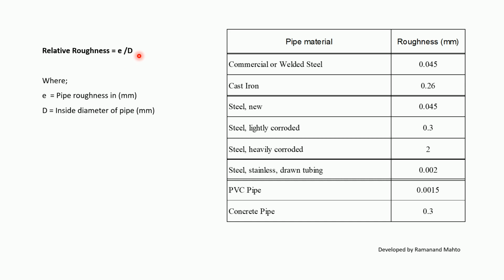Relative roughness, small e upon capital D, where small e is the pipe roughness in millimeter, D is the inside diameter of pipe in millimeter. Based on the pipe material, roughness is given: commercial or welded steel pipe 0.045 millimeter, cast iron 0.26 millimeter, steel new 0.045 millimeter, steel lightly corroded 0.3 millimeter, steel heavily corroded 2 millimeter, stainless steel drawn tubing 0.002 millimeter, PVC pipe 0.0015 millimeter, concrete pipe 0.3 millimeter.